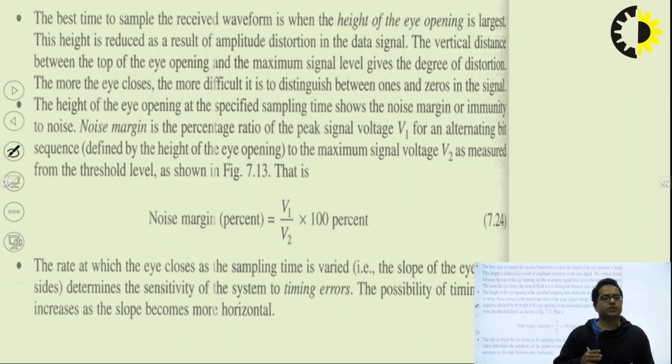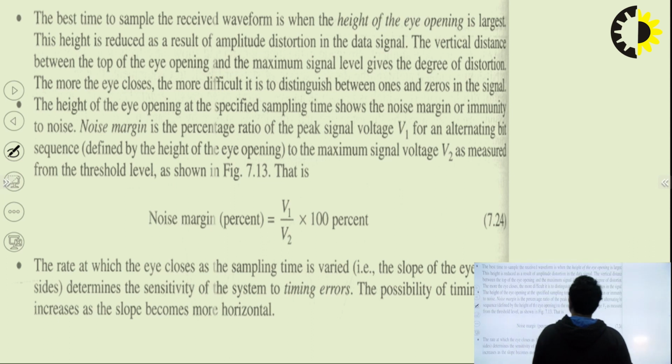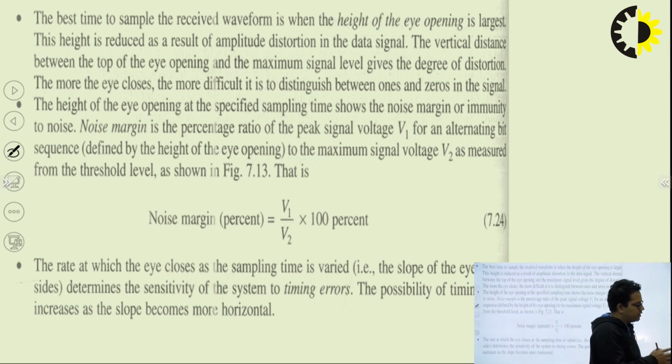The moment amplitude distortion is now inculcated in the signal, the strength of the signal decreases, which leads to a reduction in the height of the eye. So the vertical distance between the top of the eye opening and the maximum signal level gives the degree of distortion. The more the eye closes, the more difficult it will be for a receiver, for an instrument, to distinguish between a 0 or a 1.